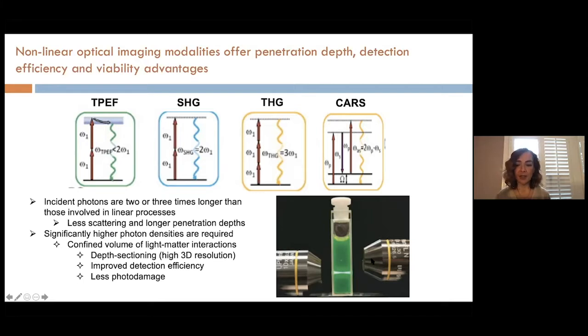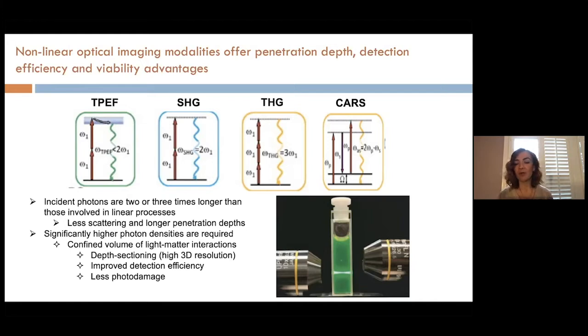In contrast, when we come in with our near infrared beam of light, we get enough density of photons to just get our fluorescence generated at the very focal point of that beam.